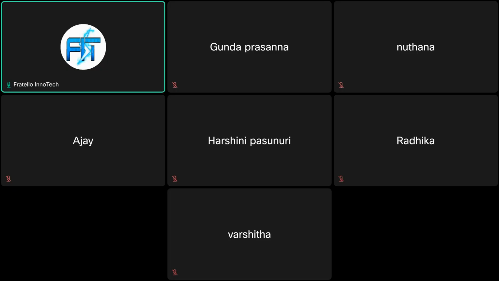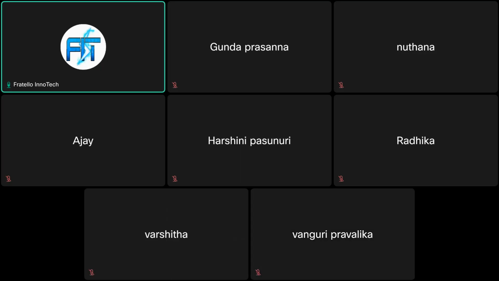Hi guys. In the last classes we discussed collections. There are four types of collections: list, tuple, sets, and dictionary. List, tuple, and sets are already completed. So today we are going to cover the dictionary in Python.